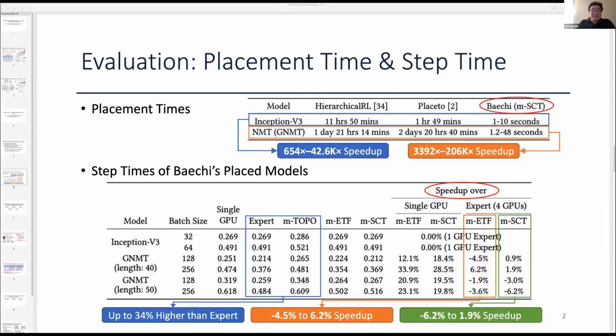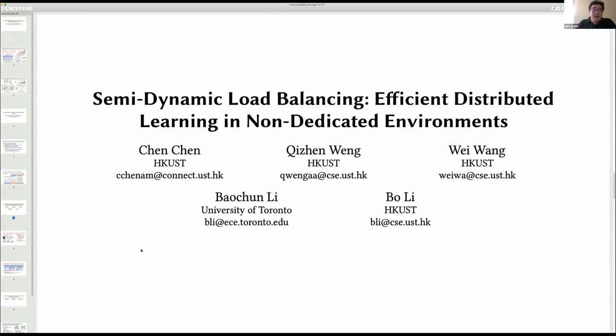Okay, I think it's time to move on to the next talk. Thank you, everyone. Our next speaker is Dr. Chen Chen. He got a PhD in computer science and engineering from Hong Kong University of Science and Technology. His research interests include distributed deep learning systems, big data analytics systems and networking. Dr. Chen Chen, please go ahead.